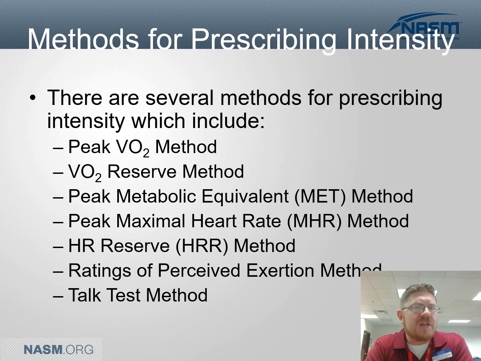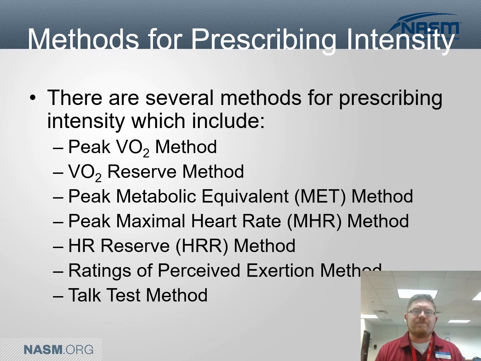RPEs, or ratings of perceived exertion, that's that scale from 6 to 20. It says, okay, on a scale of 6 to 20, how hard is this activity? So it's more of a subjective intensity, but you don't need a heart rate monitor. You don't need any kind of fancy equipment. You just need people to pay attention to their bodies.